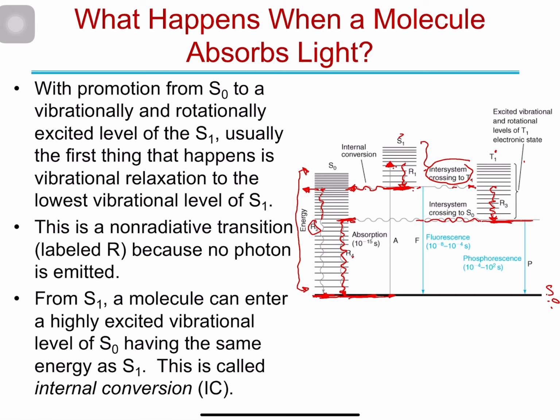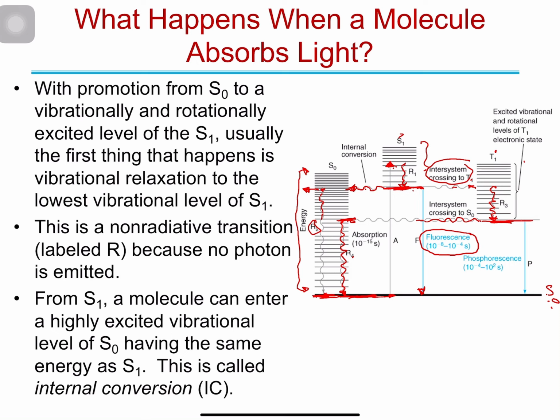The first one is when the electron in the lowest energy level of S1 jumps directly from S1 to the lowest energy level of S node. In this case, it will lose its energy through emission of photons, and this is called fluorescence. Fluorescence has a short half-life. The half-life of the fluorescence is 10 to the power minus 8 to 10 to the power minus 4 seconds. So it's very quick. So when it loses its energy, it will then emit photons.